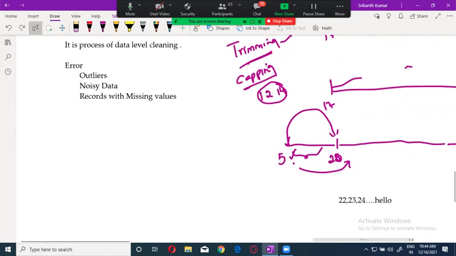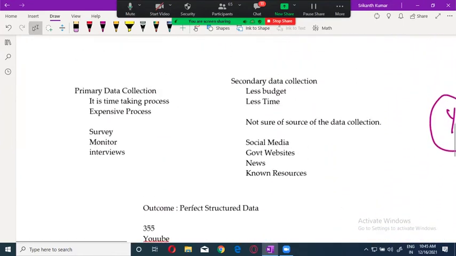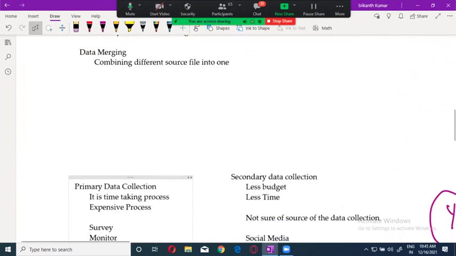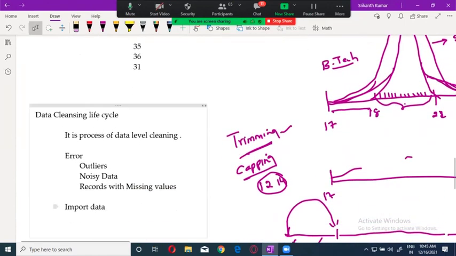Now what is the process of removing them? There is a cycle, guys. The first step is to import the data. Where are you going to import the data from? From the wrangling. Whatever output comes from the wrangling, the outcome of the wrangling is perfect structured data. This data we are going to import inside this. And after doing this, we are going to merge it.